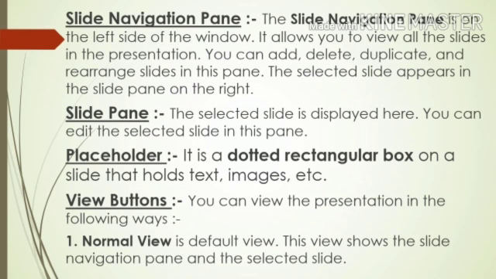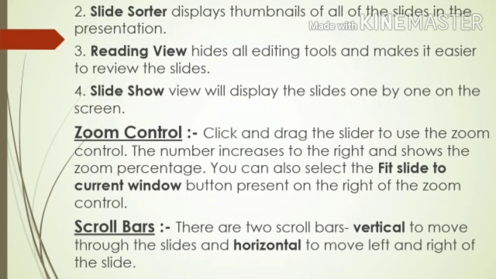10th is place holder. It is a dotted rectangular box on a slide that holds text, images and many more. 11th is view buttons. We can view the presentation in the four following ways. Normal view. It is default view. This view shows the slide navigation pane and the selected slide.